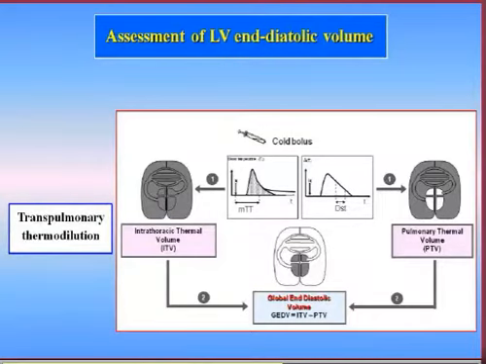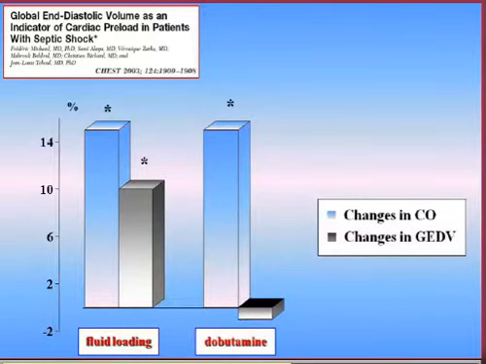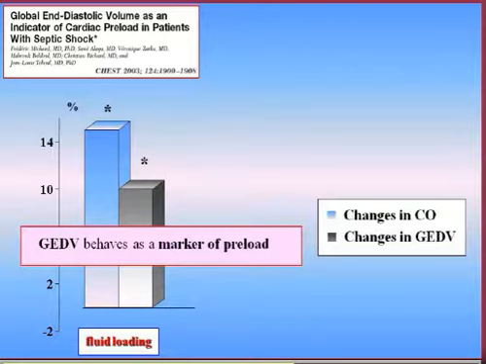provide the measurements of global end-diastolic volume, which is the maximal volume of the 4 cardiac chambers. And global end-diastolic volume is assumed to be a marker of preload. We tried to check that in a clinical study with Frédéric Michard in the past, and we gave fluid to patients, and we observed increasing cardiac output and increasing global end-diastolic volume in patients who received fluid. And we also gave dobutamine to patients, and we did not observe any increase in global end-diastolic volume, while we observed an increase in cardiac output. So global end-diastolic volume behaves as a marker of preload.